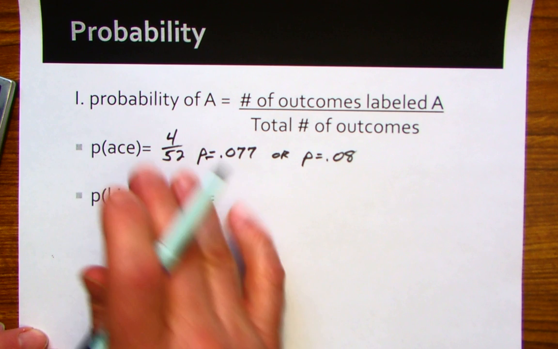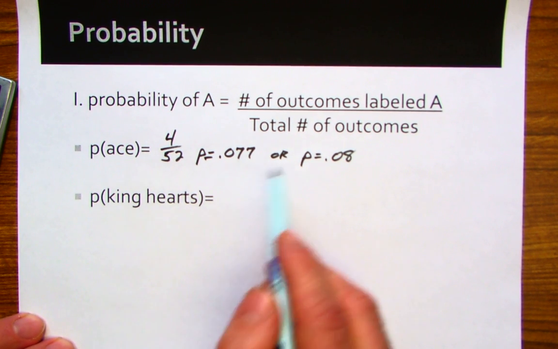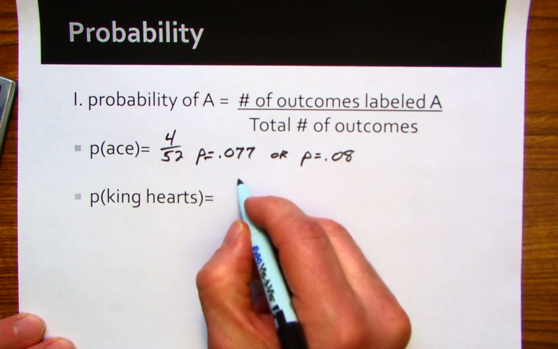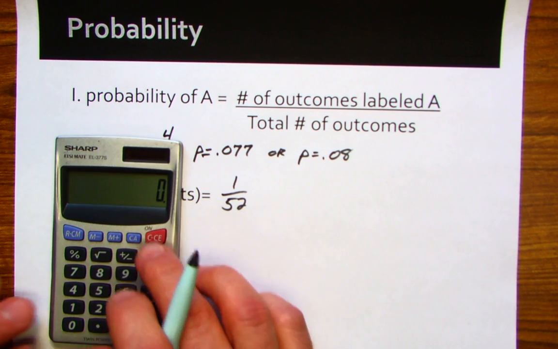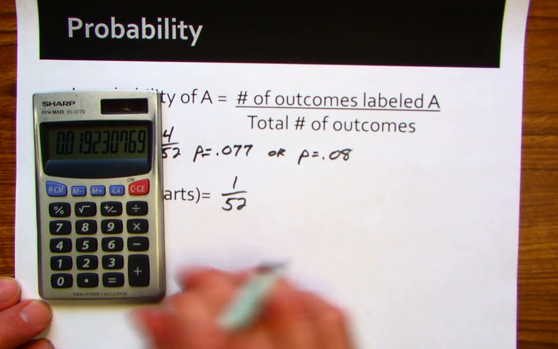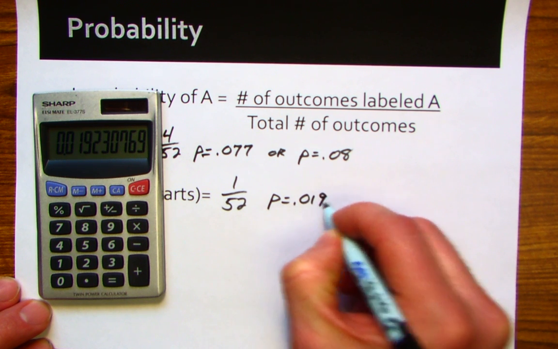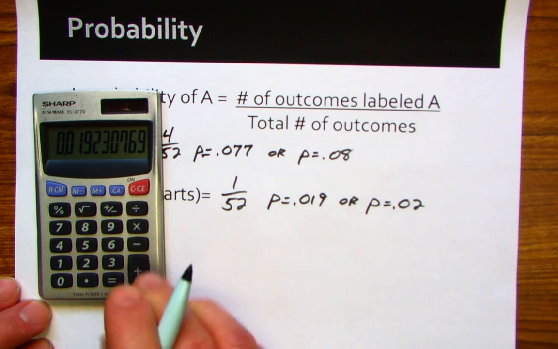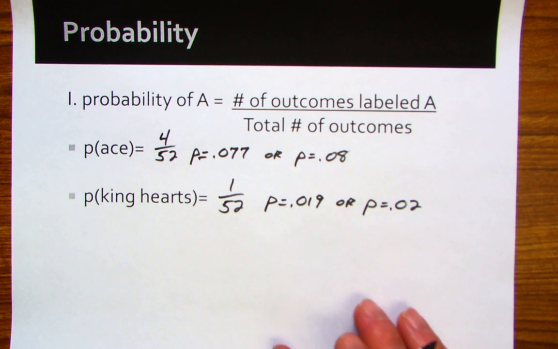Now what's the probability of getting a king of hearts? So there's 1 labeled king of hearts. There's only 1 of those outcomes, divided by a deck of 52. 1 divided by 52, P equals 0.019, or P equals 0.02. Alright? So those are the basic aspects of probability that we're working with.